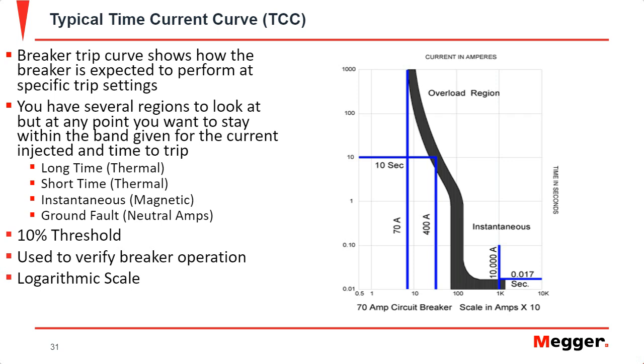So there's several regions you want to look at. Again, you have your long time and short time. You have your instantaneous, which typically is going to be a horizontal line. And then you have your ground fault, which can appear on the same curve sometimes, or sometimes it'll have its own curve entirely.